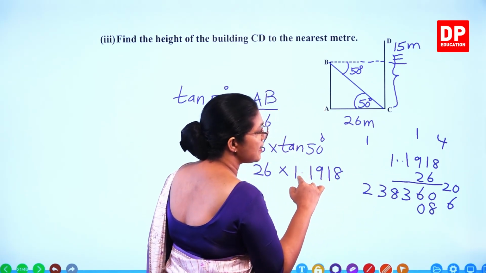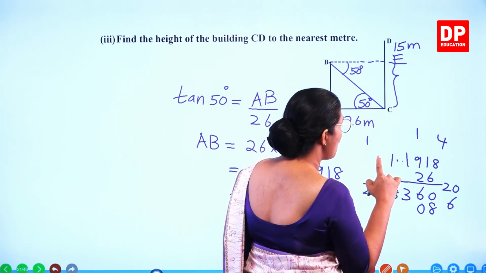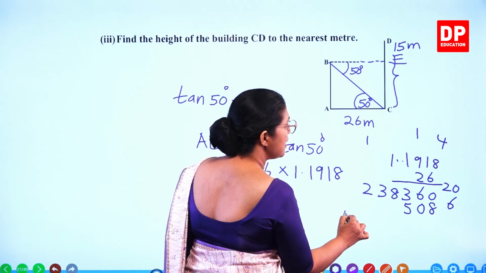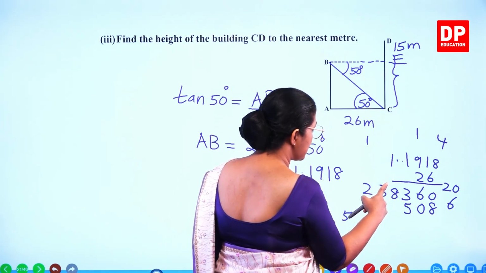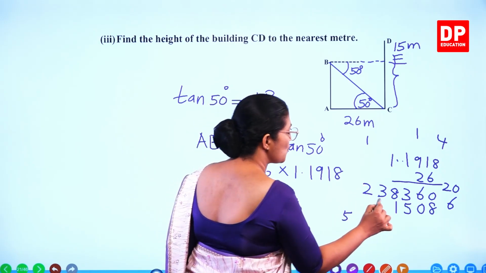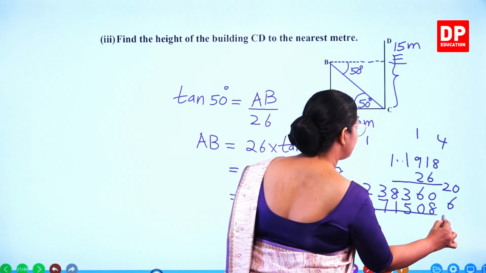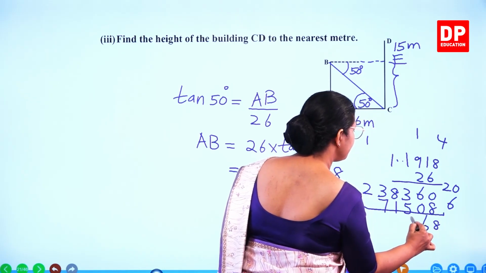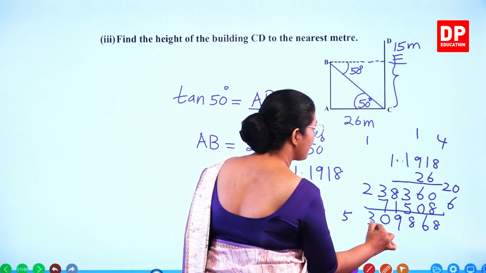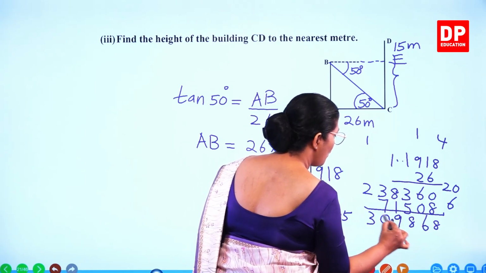1 remaining. 6 times 9, 54. 54 plus 1, 55. 5 remaining. 6 times 1, 6 plus 5, 11. 1 remaining. 6 times 1, 6 plus 1, 7. Add it. And 4 decimal places. 1, 2, 3, 4.